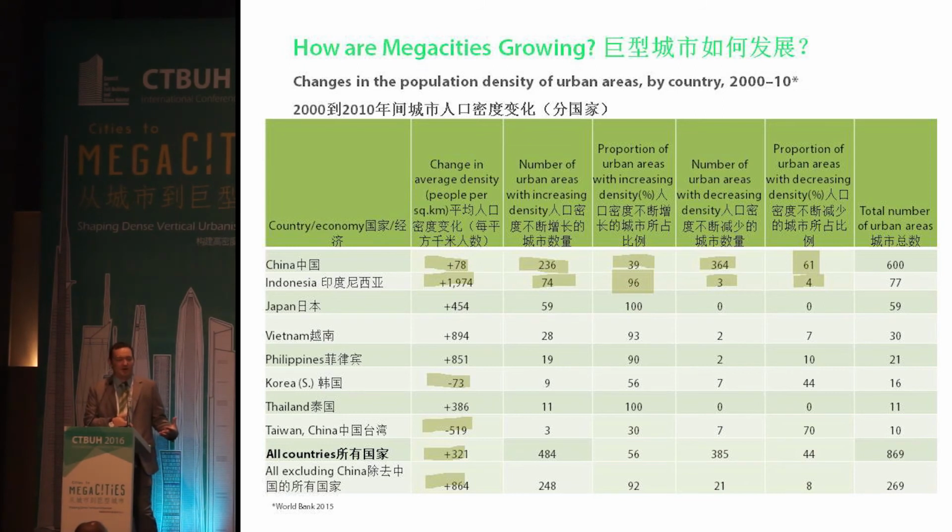so massive. The way that China is growing has actually caused the de-densification of many of its cities. So the change in average density of people per square kilometer in China overall as a country from 2000 to 2010 is 78 per square kilometer. Compare that to Indonesia, 1,974. So Indonesia has become massively more dense in that same time period.